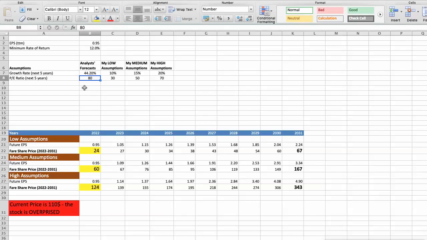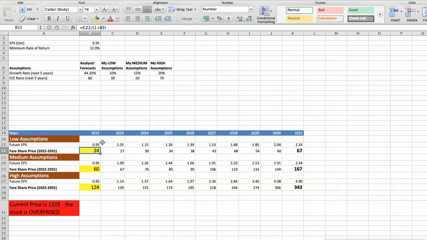First scenario. Block will have bad performance in next 5 years, and we will use the following parameters in our calculation. Future growth rate would be a low, 10%. Future P/E would be a low, 30. In this case, the fair value of the stock today would be $24.